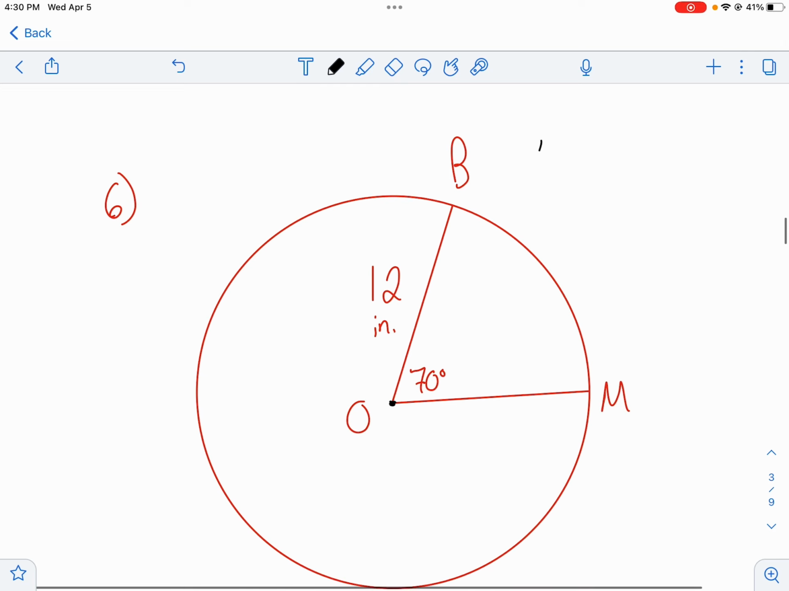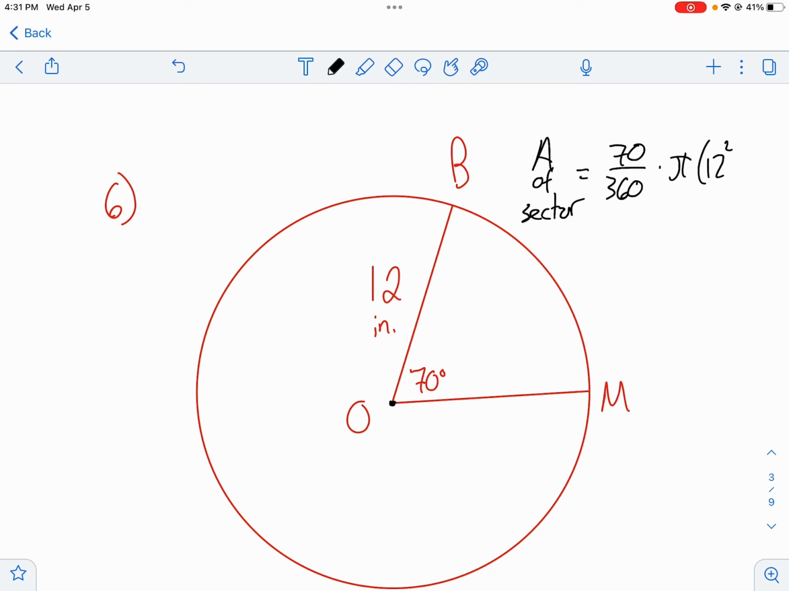So area of a sector is 70 over 360 times pi 12 squared. Make sure you're doing 12 squared and not 12 times 2, as some of us did today. 70 over 360 is about 0.19. And multiply that by pi. Oh, I know, in terms of pi. So I'm going to go ahead and multiply that by 144 because that's what 12 squared is. And I get 28 pi units squared because it's an area. I need to go inches squared, though. Inches squared, because it's an area, right?